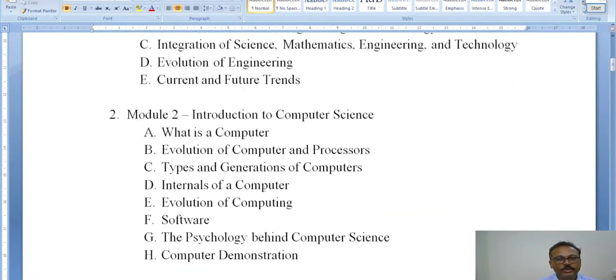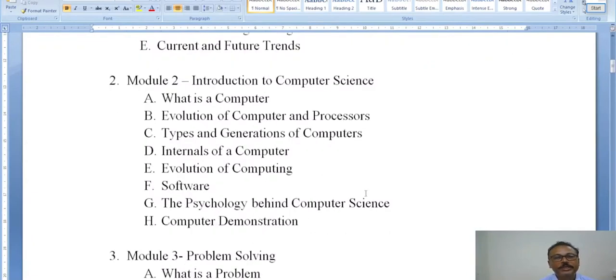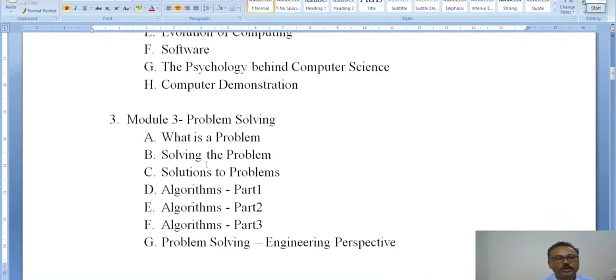So we'll discuss what is a computer, how computers have evolved over the years, processors, what is the current generation of computers, internals of a computer, and what is software, how do you classify software, what is the software which you are using, etc., and what kind of thinking is necessary for success in computer science, the psychology behind computer science. How do you solve problems? How do you find the solutions to the problems? How do you represent them? Using algorithm, flowchart, and then pseudocode.